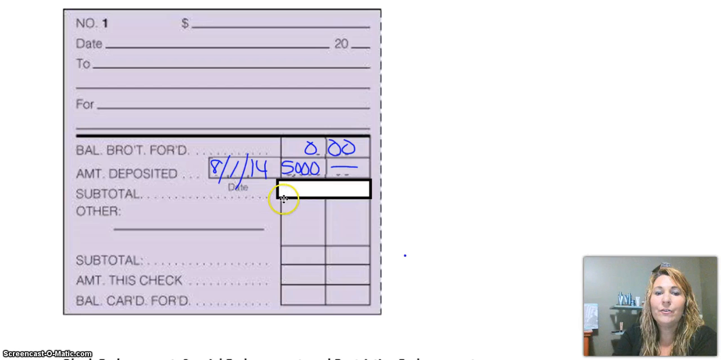Okay, so now we would have our subtotal. If you had a balance forward, you would add your deposit to the balance forward to get your new subtotal. Ours was 0, so 0 plus 5,000 is going to equal 5,000. We have now recorded our deposit onto our check stub.